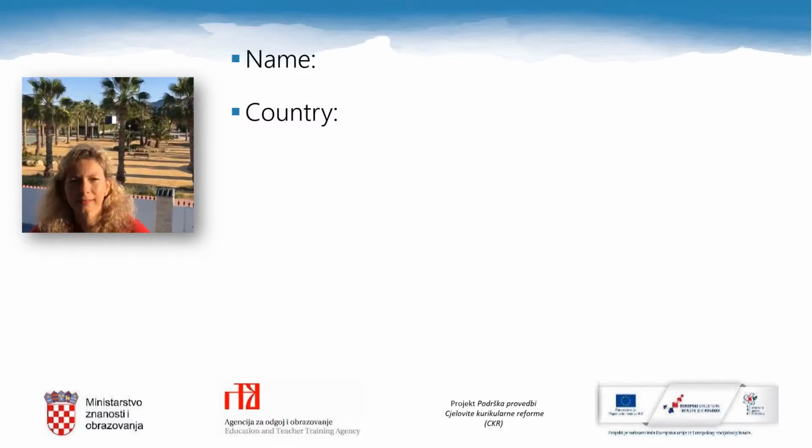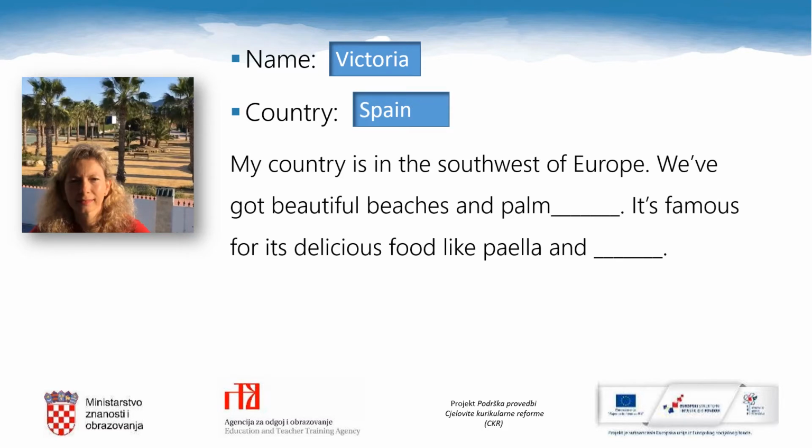So, what was her name? Do you remember? It's Victoria, and she comes from Spain. And she said, my country is in the southwest of Europe. We've got beautiful beaches and what? Palm trees. It's famous for its delicious food like paella and tapas. Great. Next one.